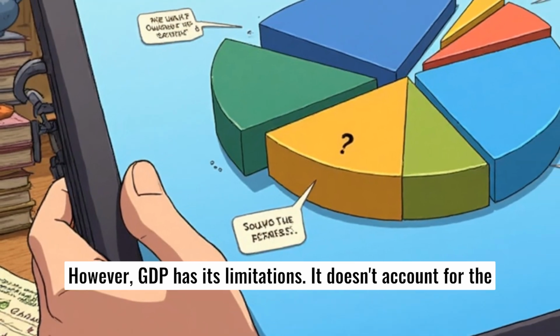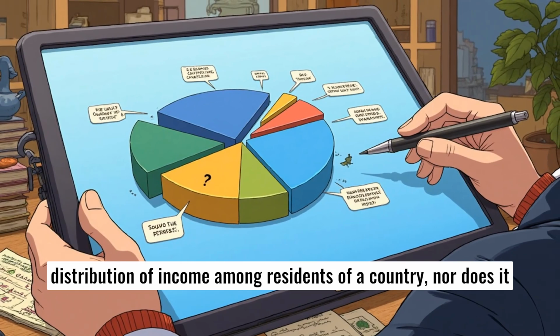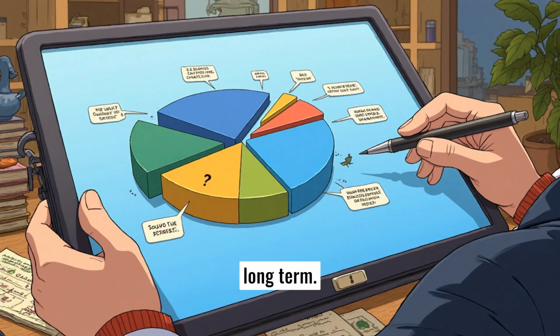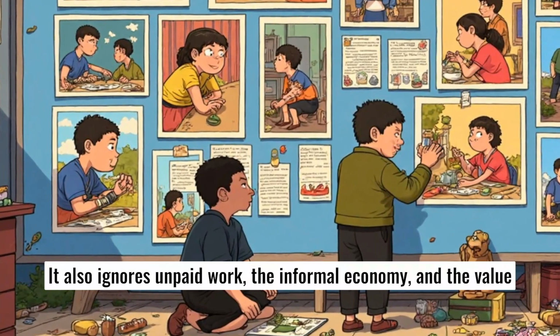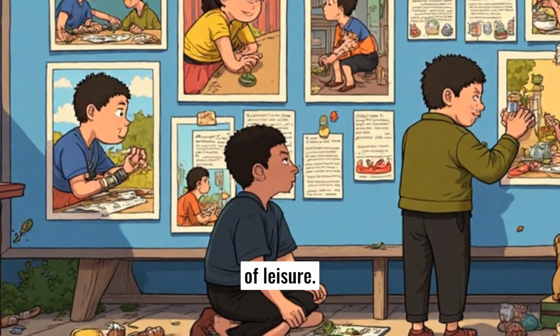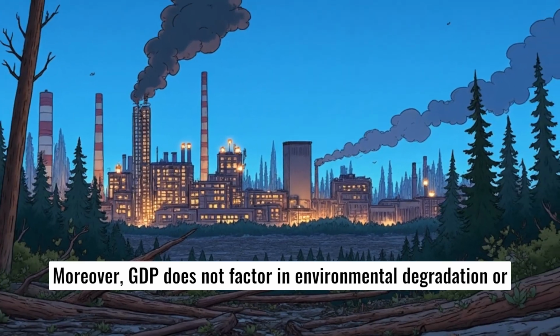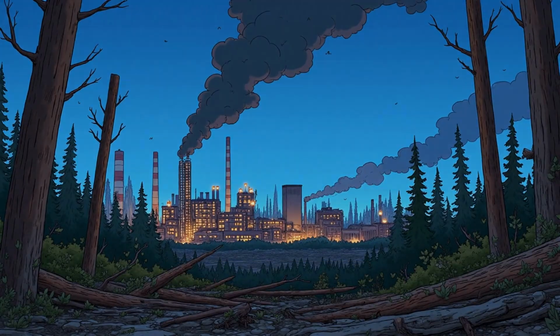However, GDP has its limitations. It doesn't account for the distribution of income among residents of a country, nor does it consider whether the nation's rate of growth is sustainable in the long term. It also ignores unpaid work, the informal economy, and the value of leisure. Moreover, GDP does not factor in environmental degradation or depletion of natural resources.